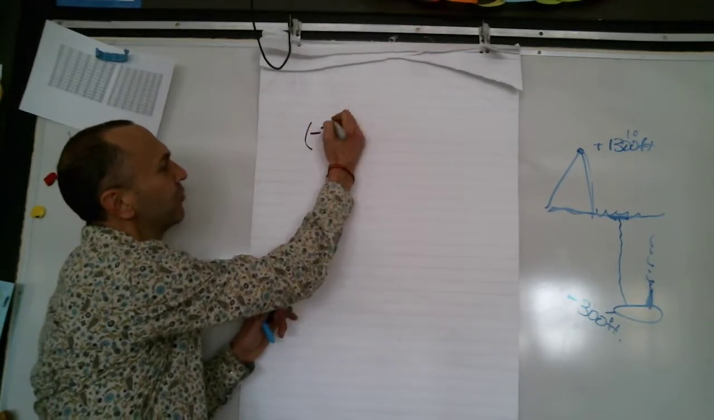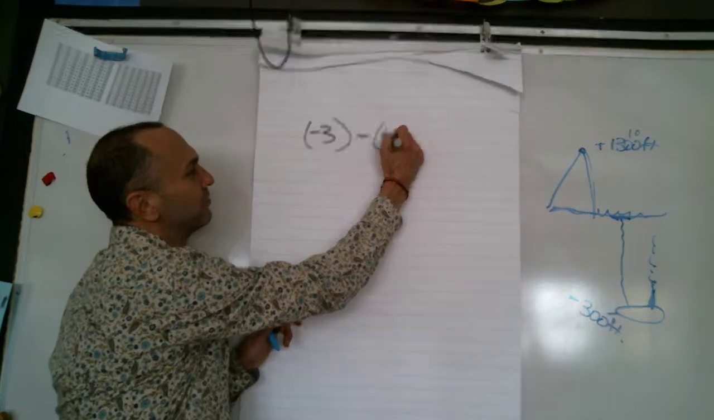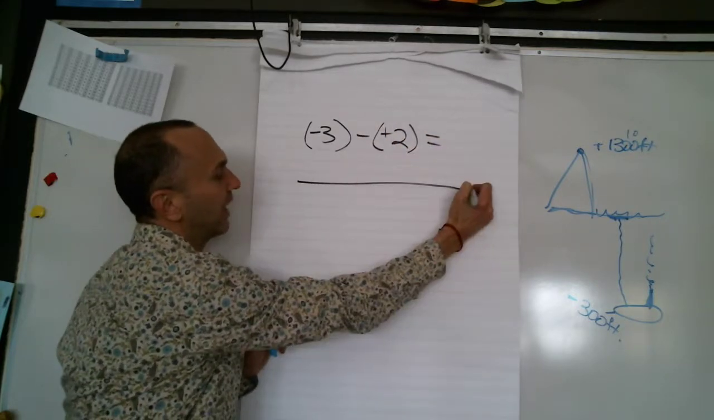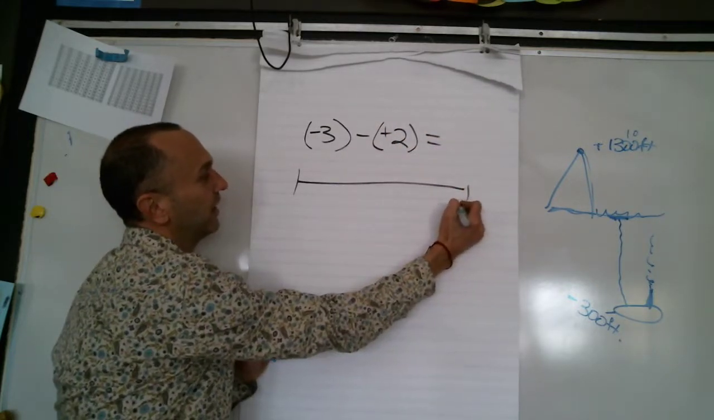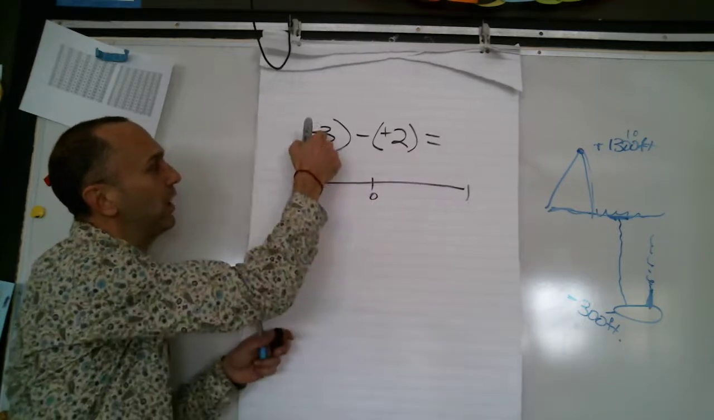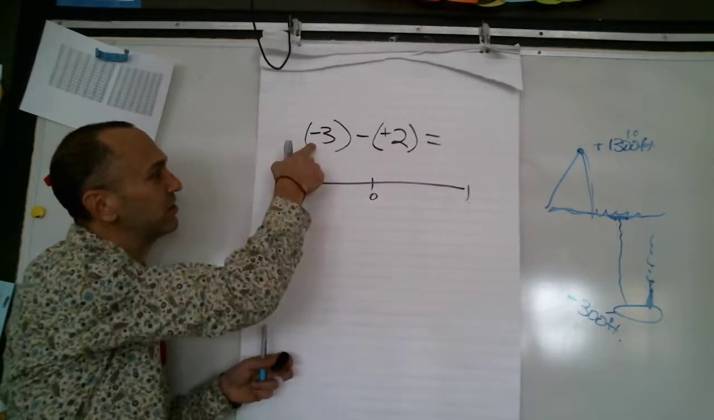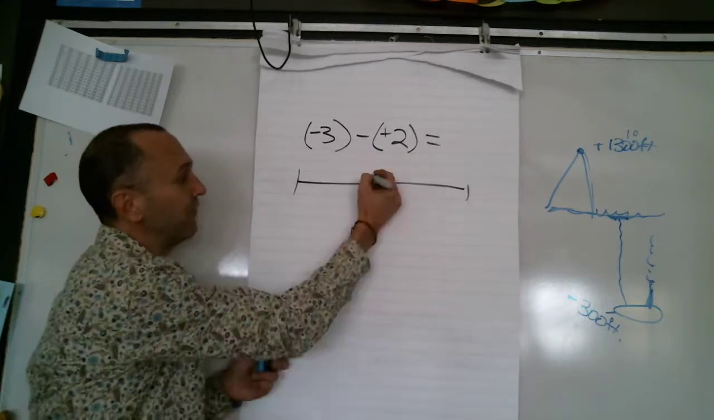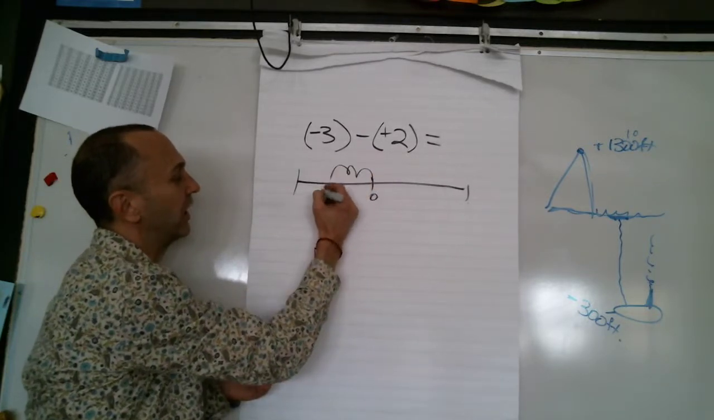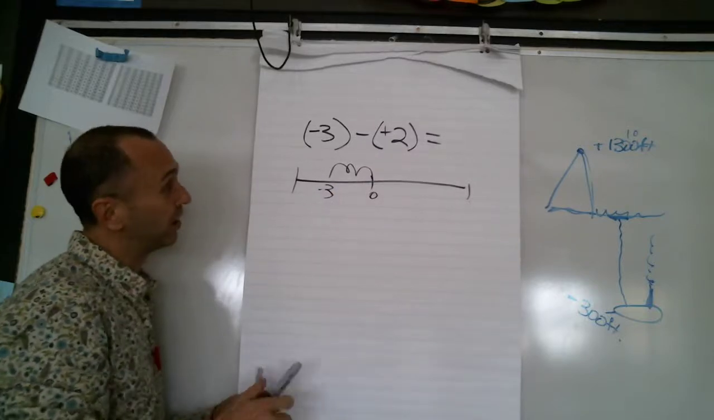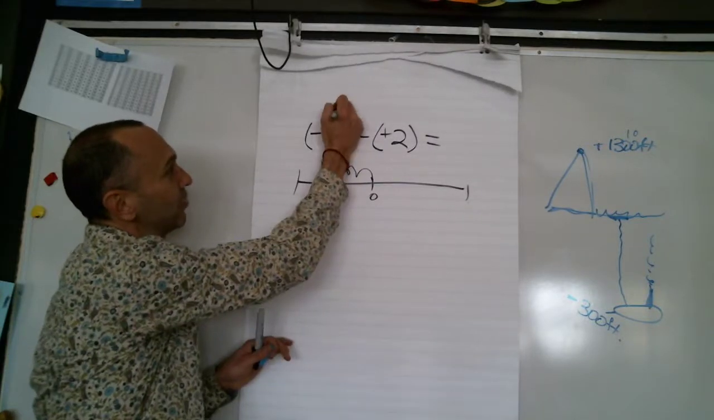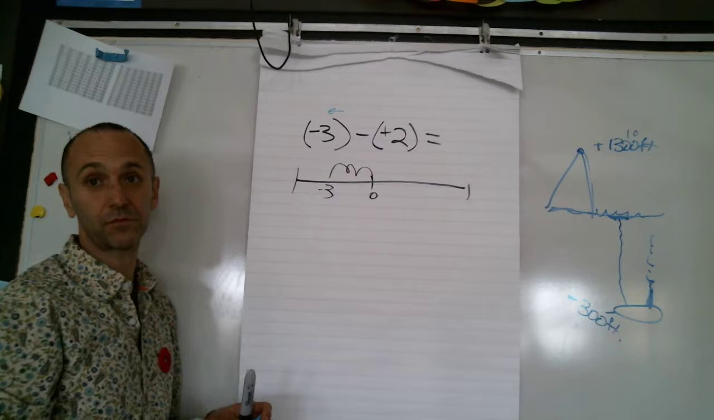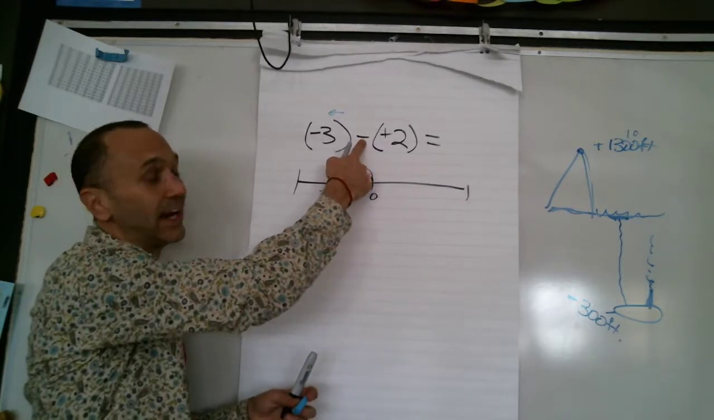New page. Negative 3 minus positive 2. Let's look at it on a line. So here is 0. What's my first place I've got to go? Negative 3. Left, 1, 2, 3. I'm at negative 3. Right now I'm going this direction. Would you agree? Okay, what does this sign do to it?